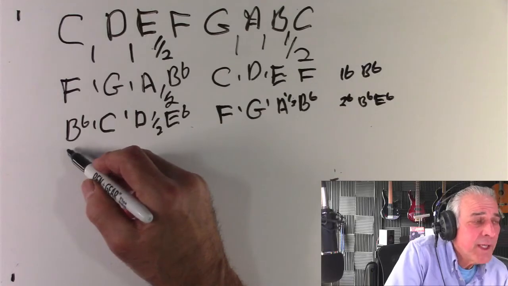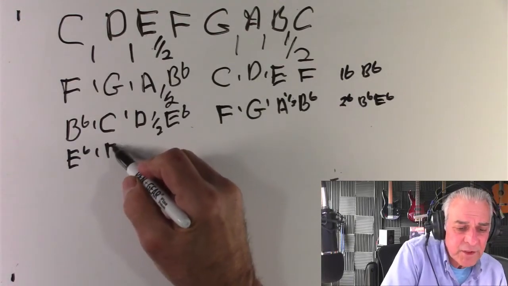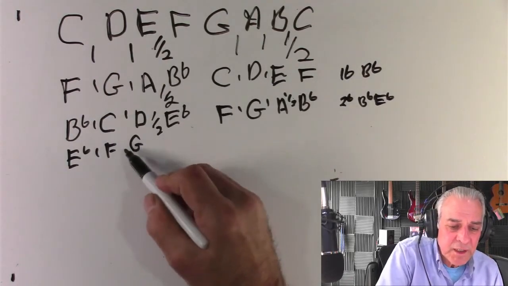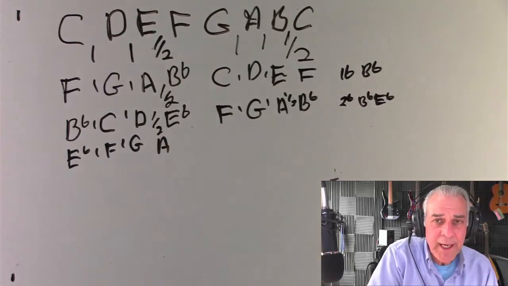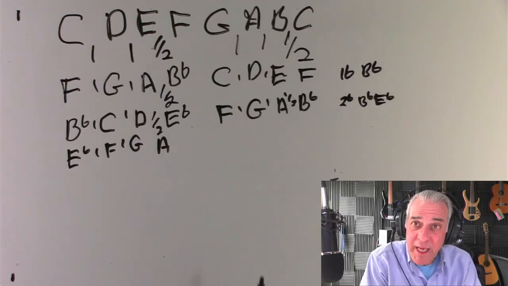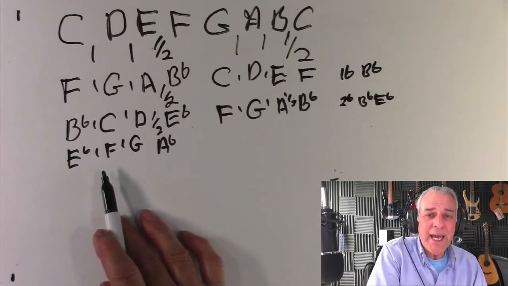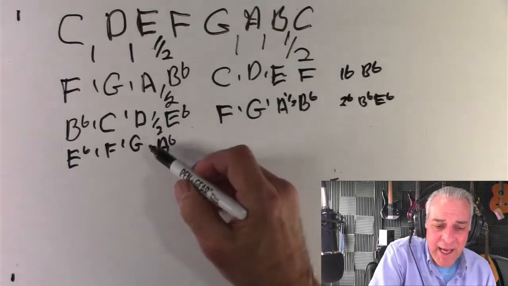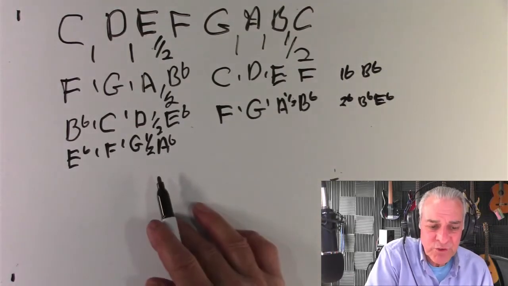Okay, so now we have E flat. E flat to F is a whole step. Good. We have F to G. That's a whole step. That's very good. We got G to A. That's a whole step. We've got to change that, so we're going to lower the A to an A flat. Perfect. We have E flat to F, one whole step. F to G, one whole step. G to A flat, half step. We're good. Whole step, half step, lower tetrachord.